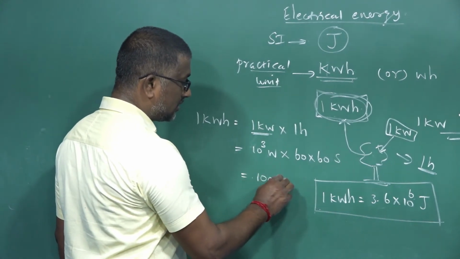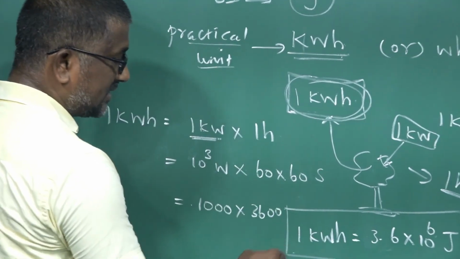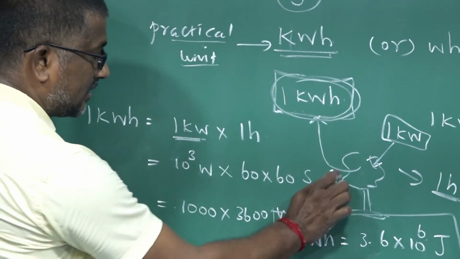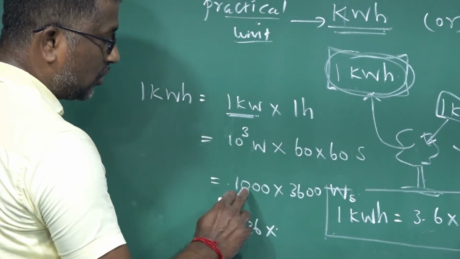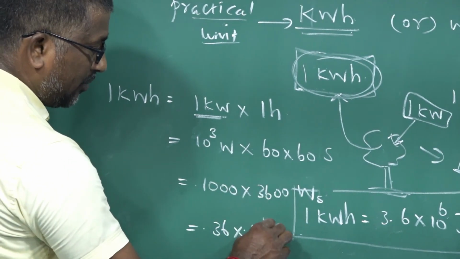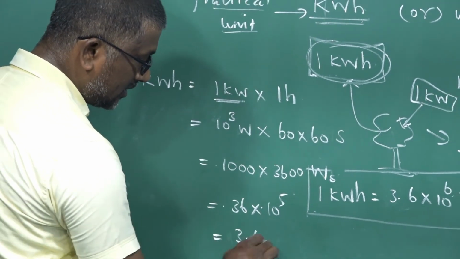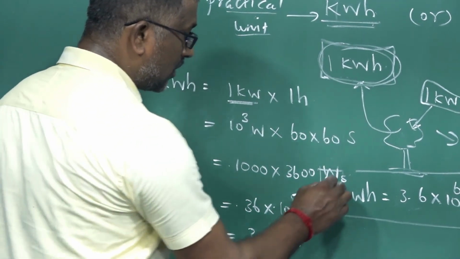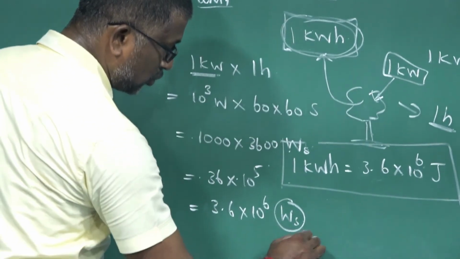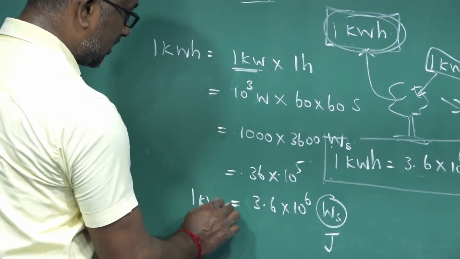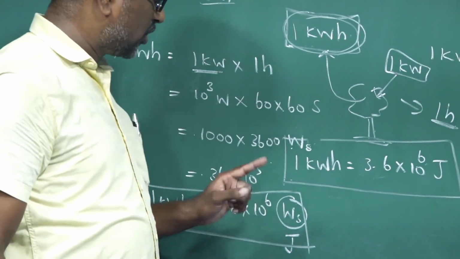So 1000 into 60 into 60, 3600 watt second. Or 36 into 10 power plus 5. Or this can also be written as 3.6 into 10 power plus 6 watt second. Watt second is nothing but joule. So 1 kilowatt hour equivalent to joule value is 3.6 into 10 power plus 6 joule.